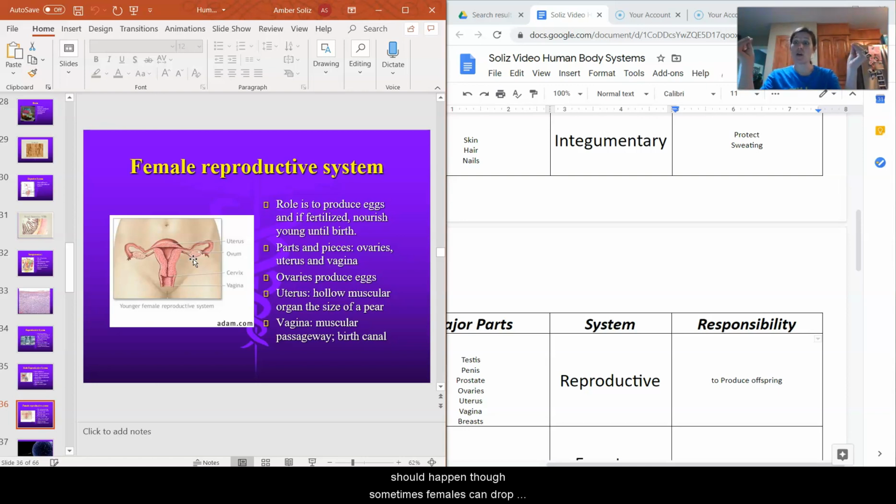Sometimes females can drop 2 eggs at the same time. And if they both get fertilized, then obviously you would have twins, and those would be fraternal twins. And so it just kind of depends. If it gets fertilized, then the baby's going to start to grow and plant itself in that uterine wall and keep growing. And so it's a very complex system to produce offspring. But that's kind of the basics of it.